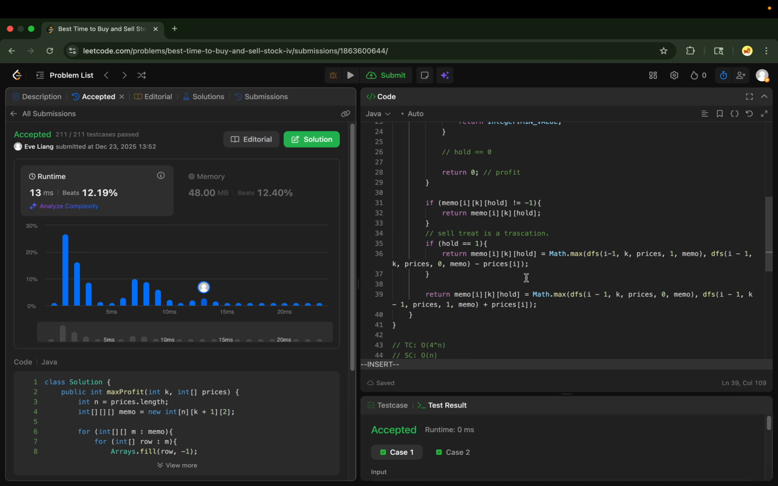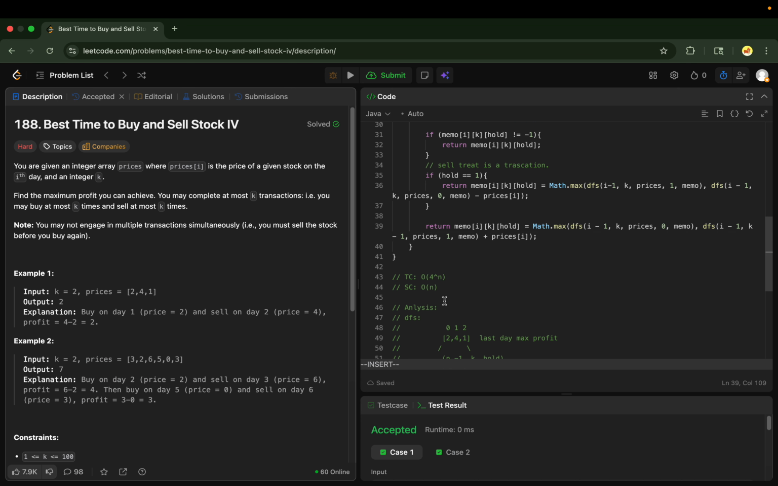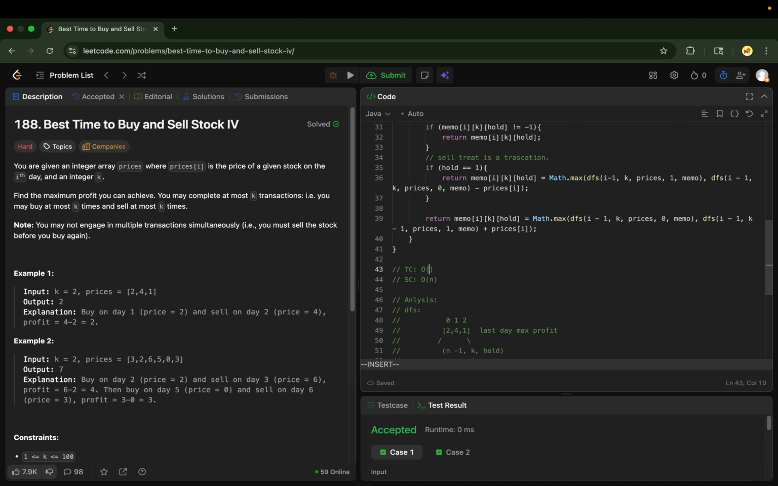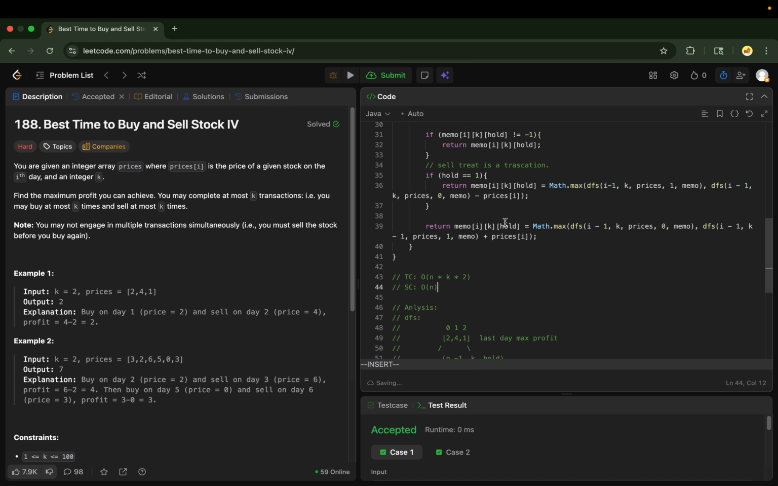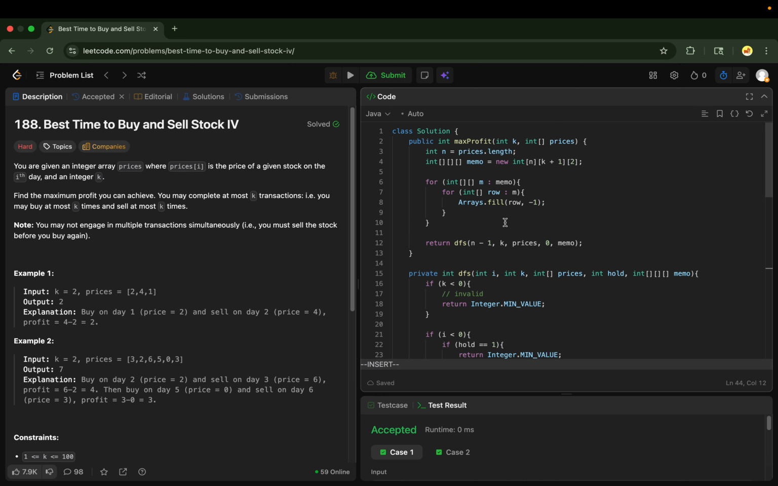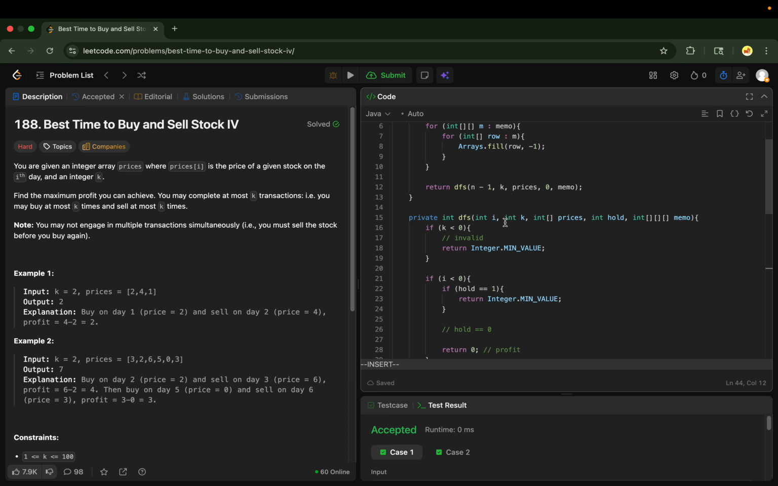Yep. And now the time complexity will improve with this memory actually. So it will be n times k times 2. Yep. And yeah, this is the solution about this problem.